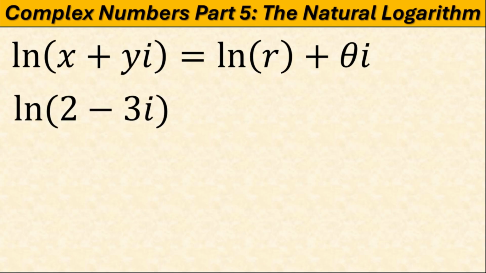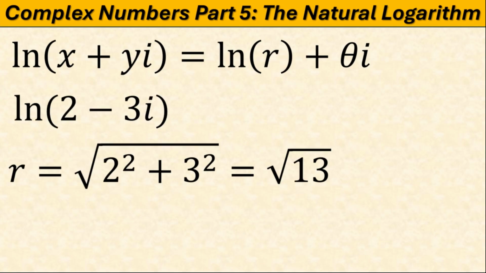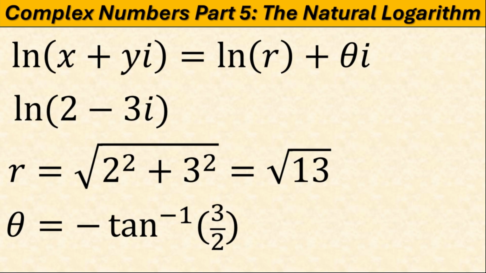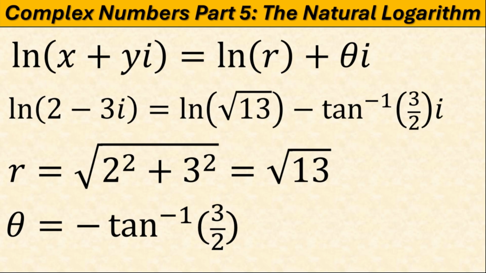And so let's try this with a particular example. Finding the radius using the method discussed in part 3, we can see that it is equal to the square root of 13. And noticing our complex number is going to be in the fourth quadrant, we can write the angle using the methods in part 3 as the negative arctangent of 3 over 2. And so we now have our answer.